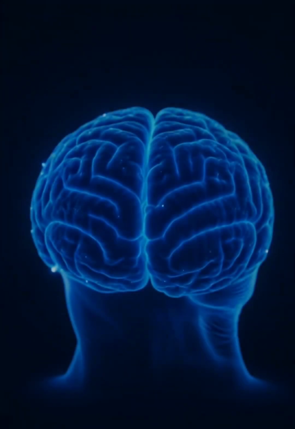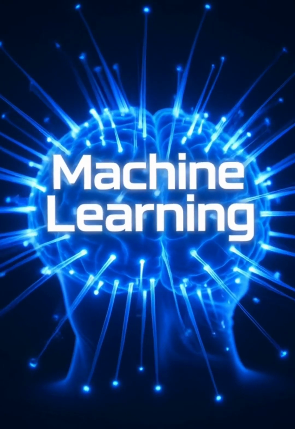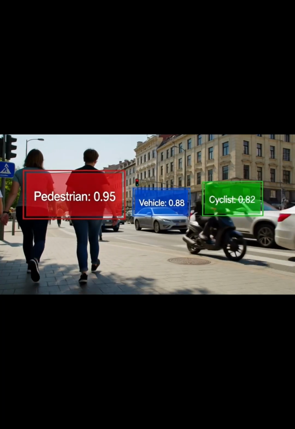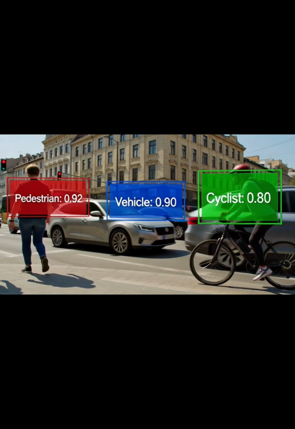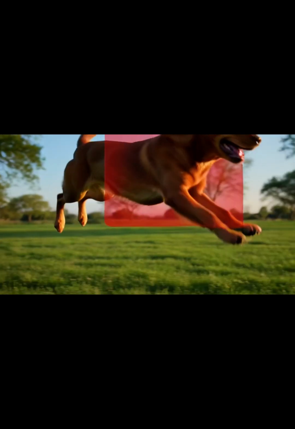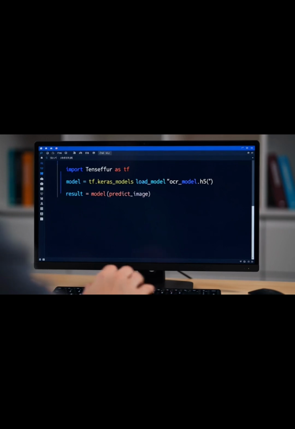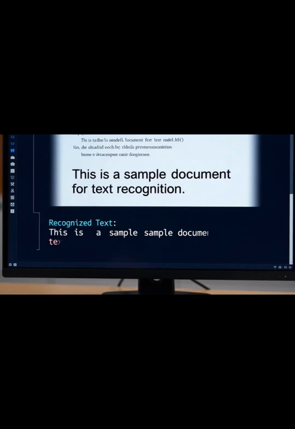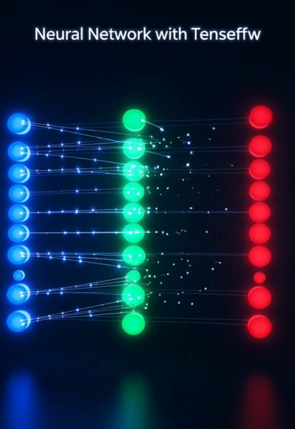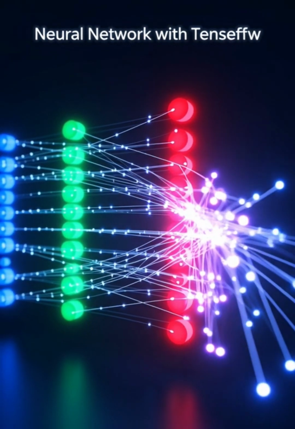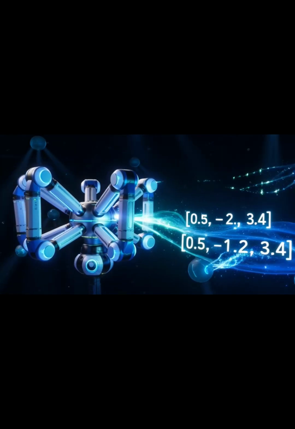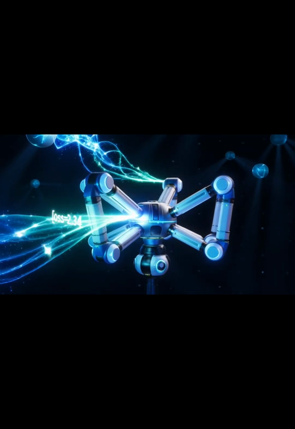Main uses of TensorFlow. Deep learning, the most common and famous use: building and training complex neural networks, image classification and object detection, for example, recognizing cats versus dogs in photos. Natural language processing (NLP): chatbots, translation, sentiment analysis, text generation. Speech recognition and audio processing. Time series forecasting: stock prices, weather, sales. Generative models: GANs for creating images, diffusion models. And reinforcement learning, training AI agents like in games or robotics.